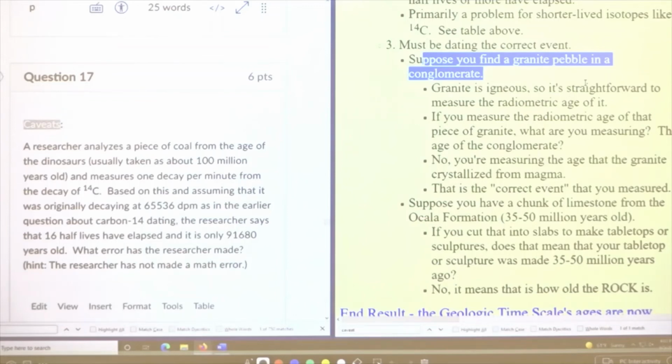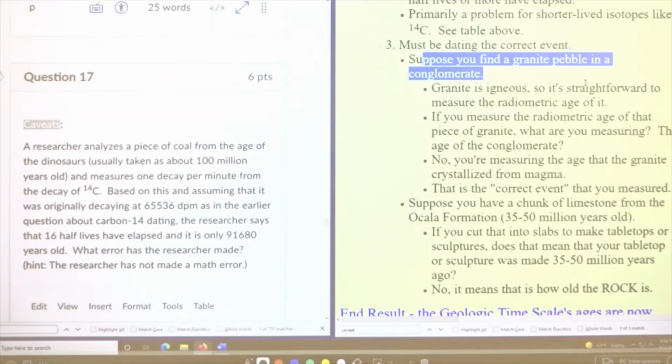You're not measuring when that granite was broken out of a mountainside, rolled down a river, became a pebble, and then got lodged into what eventually became a conglomerate. What you're measuring is when that granite cooled off. So don't think that you might say, oh, this granite is 1 billion years ago, therefore that conglomerate is 1 billion years old. No, that conglomerate is younger because it formed long after the granite formed. So all that does is it gives you a maximum age. It doesn't tell you when the thing that it was made out of formed.